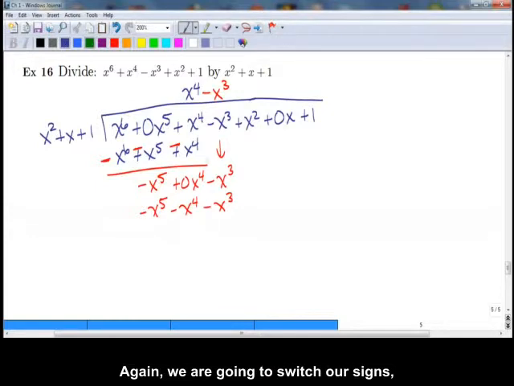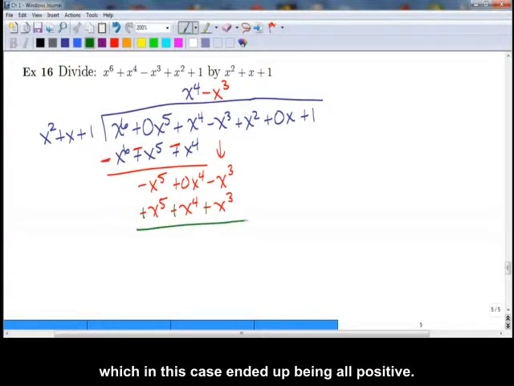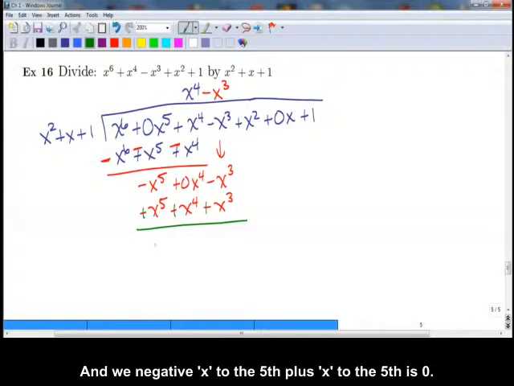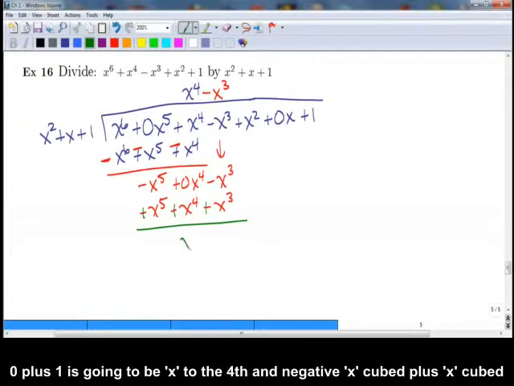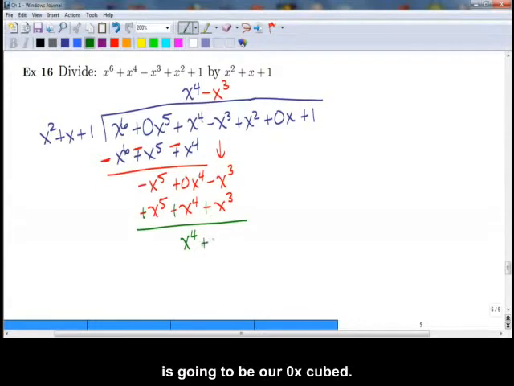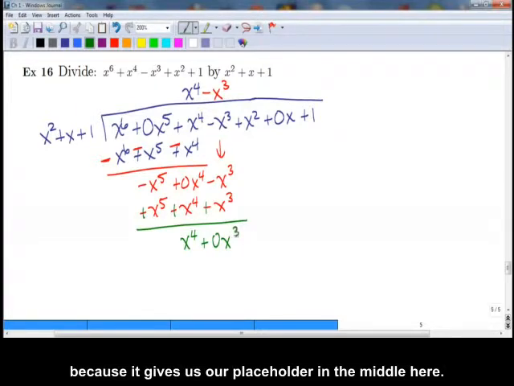Again, we are going to switch our signs, which in this case ends up being all positive. And we get negative x to the 5th plus x to the 5th is 0. 0 plus 1 is going to be x to the 4th. And negative x cubed plus x cubed is going to be our 0x cubed. And again, like I said, we like to write that because it gives us our placeholder in the middle here.